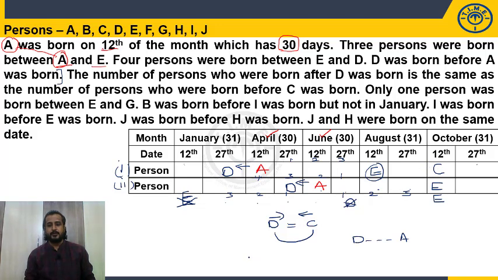So we actually have 8 positions, right? 1, 2, 3, 4, 5, 6, 7, 8. What are the corresponding positions to satisfy the condition? Number of persons after D is the same as before C. First and last, second from the first and second from the last, third from the first and third from the last, fourth from the first and fourth from the last. Now here D is second, so C will be second from the last. Here D is fourth from the first, so C will be fourth from the last.